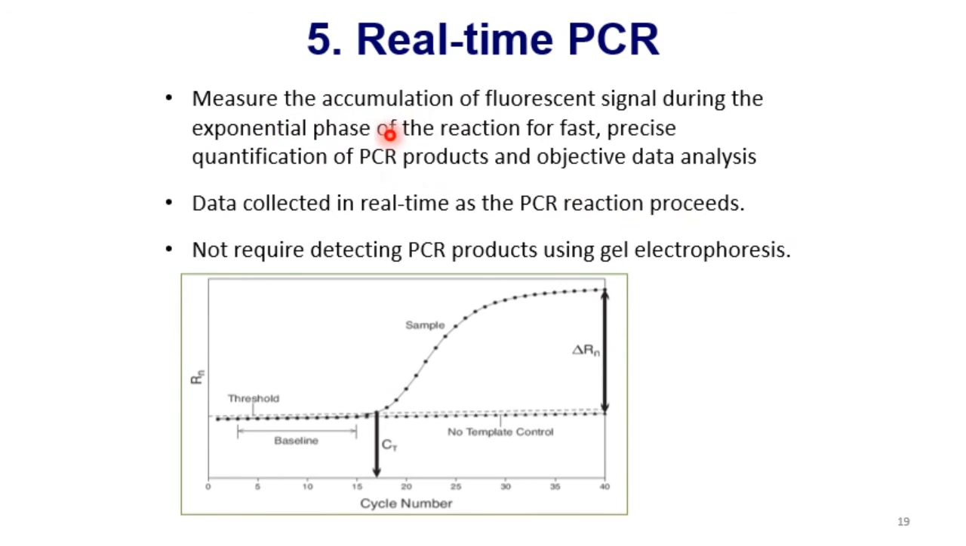Real-time PCR measures the accumulation of the fluorescent signals during the exponential phase of the reaction. It is a very fast and precise quantification of the PCR product. The data are collected as the real-time PCR reaction proceeds, and it does not require detecting the PCR product by gel electrophoresis, because it is using certain software.